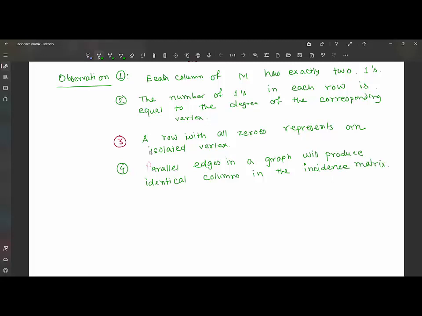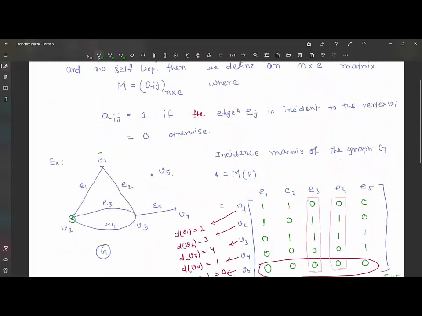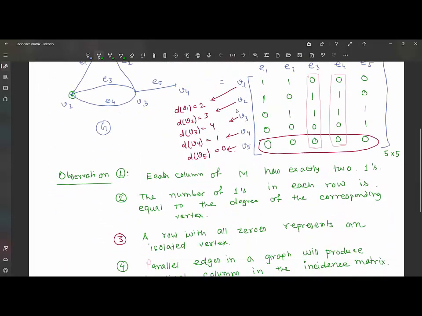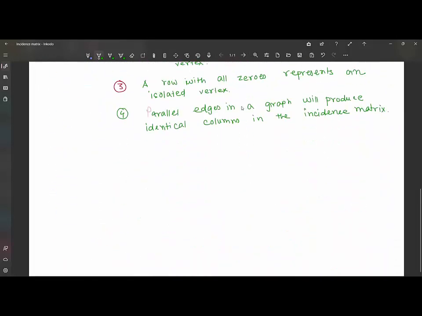So these are some important observations from this incidence matrix. From this incidence matrix you can determine at least some of the properties of the graph. So this is for the connected graph. Now the problem is if your graph is disconnected.